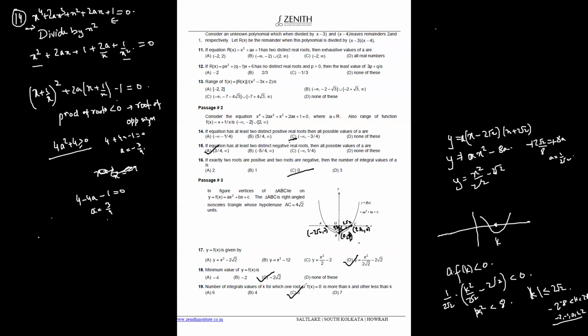Is everyone okay with this last passage? Number of integral values of k for which one root is more than and one root is less than. So k has to lie between the roots. And for k to lie between the roots, the condition is a into f of k has to be less than 0.